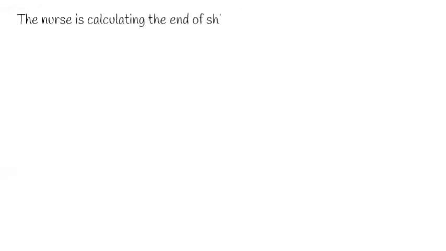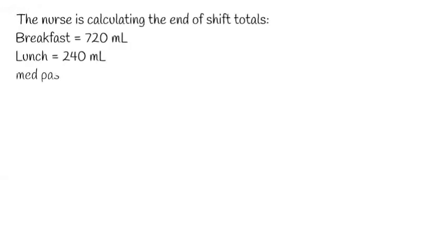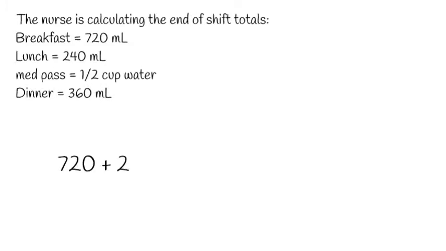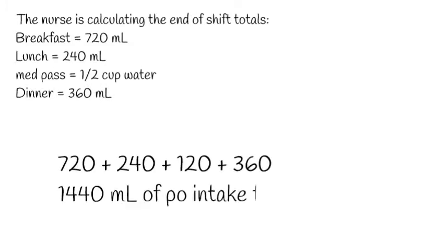So here, let's start with another simple calculation for an end of shift total. Breakfast was 720, lunch was 240. MedPass, there was 120 milliliters of water, and dinner there was 360, for a total of 1,440 milliliters for the PO intake for the shift.